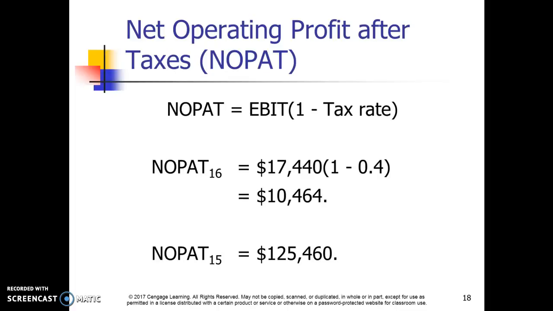So the first one we're going to hit is net operating profit after taxes. Very simple. It's our earnings before interest and taxes times our tax rate, and you see that here. So in 2015, their net operating profit after taxes was $125,000. In 16, it slipped to just over $10,000.